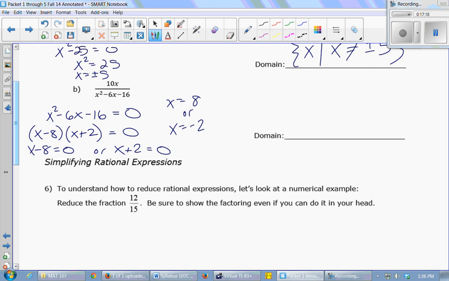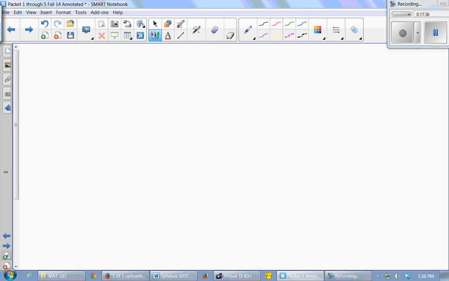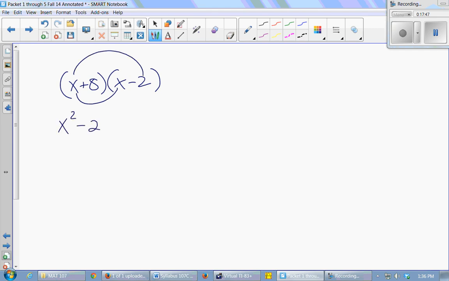Yes? What if it was x plus 8? If you had x plus 8 and x minus 2, then when you did the outer and inner parts of FOIL, you would get negative 2x plus 8x, which would give positive 6x as the middle term. So let's take x plus 8, x minus 2. When you FOIL it, you do this part and you get x squared. And then you do the outer and you get minus 2x.